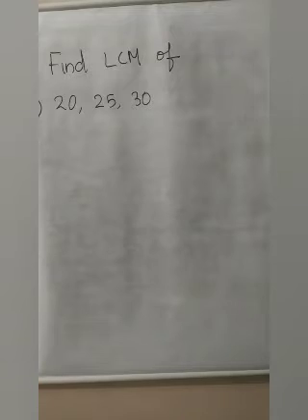Next question. Find the LCM of 20, 25, 30. Here, in the last question, we prime factorized the numbers separately. For finding LCM, we can prime factorize the three numbers together. That will be more convenient for you to find LCM. I will show you how you can do that.